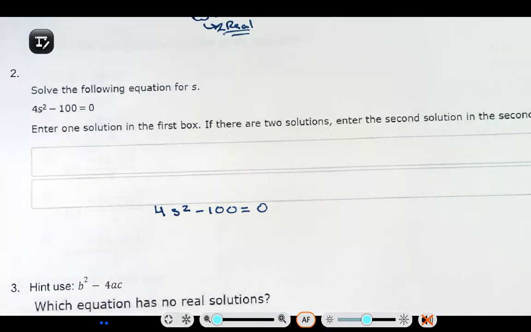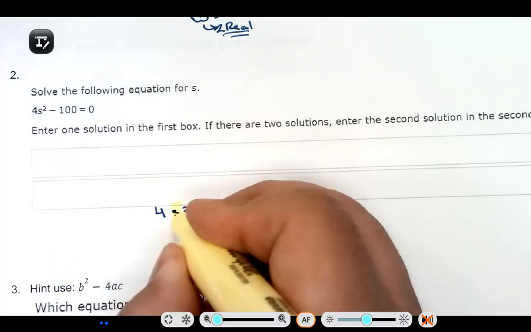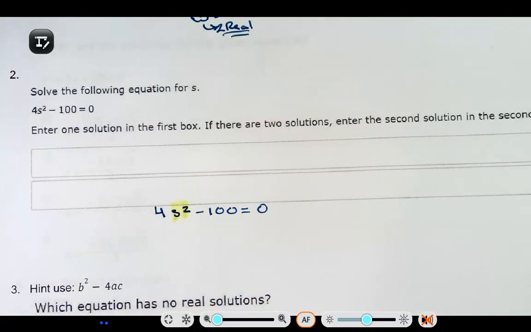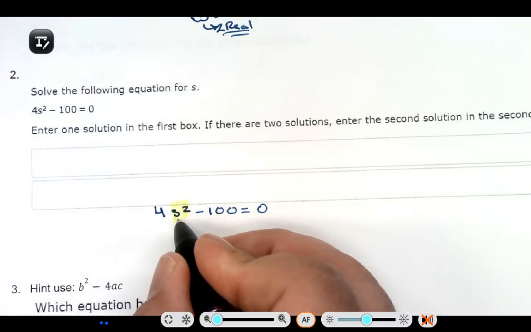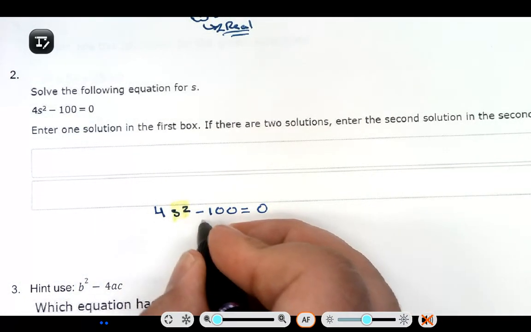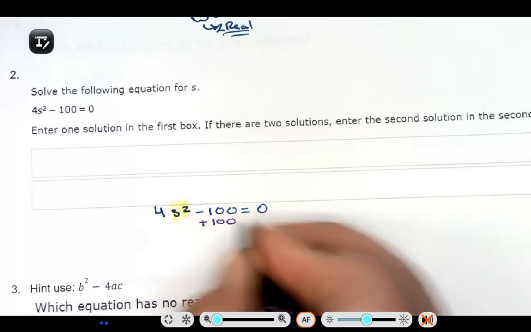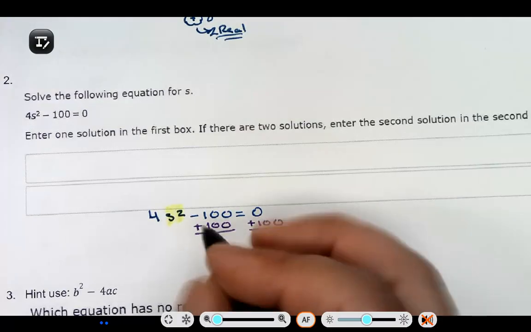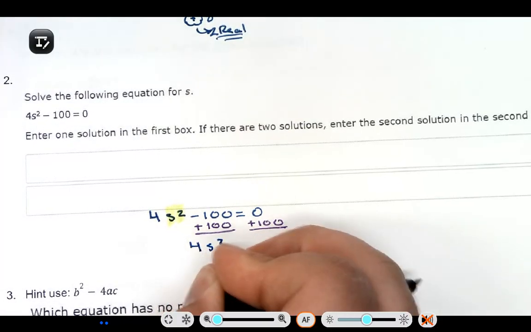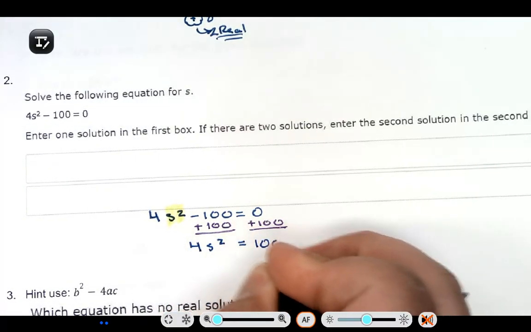So according to the word wall, it says, get this all by itself. Again, we did have a practice one like this already on our review. If I want to get this by itself, the first thing we get rid of is adding and subtracting. So I have to get rid of the 100. So we're going to add it over to the other side. Okay, that's gone. 4s squared is equal to 100.